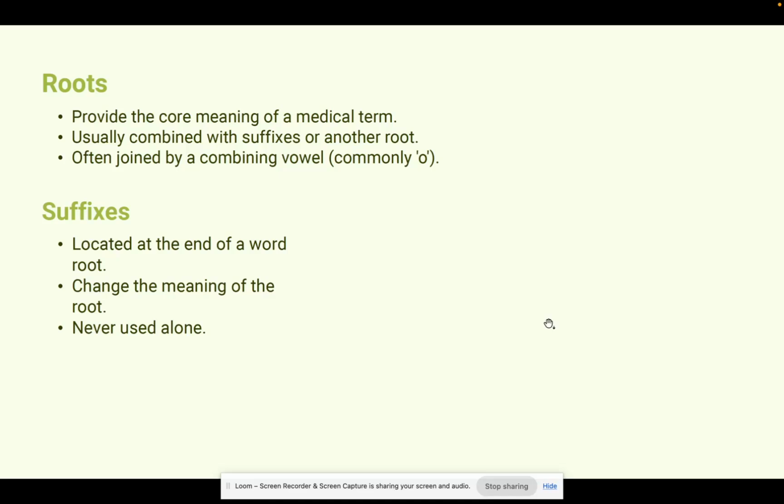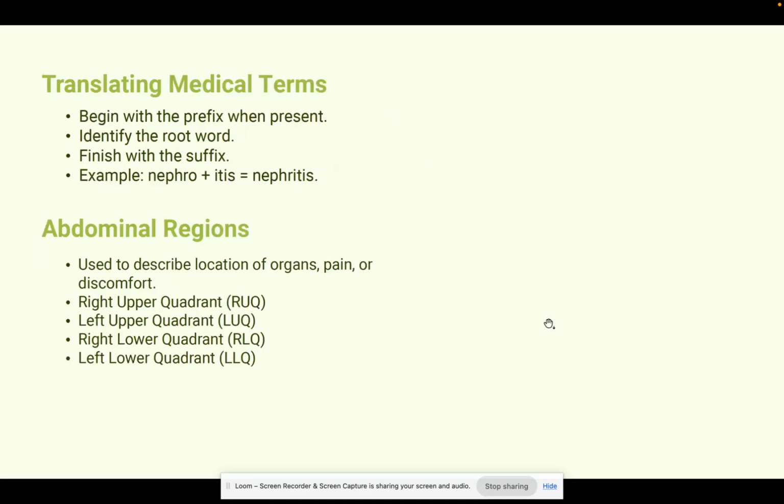Translating medical terms begins with the prefix when present, then you identify the root word and finish with the suffix, right? Example, nephro plus itis. That is the suffix. Nephro is the root word, so it equals nephritis, right? Nephritis. So that's how you create medical terminologies.